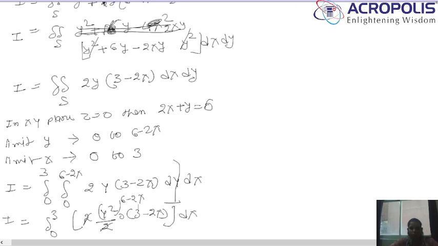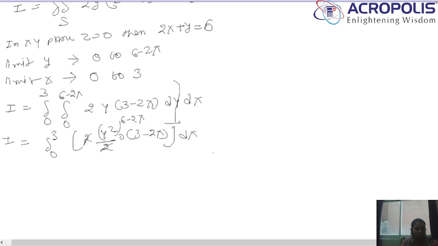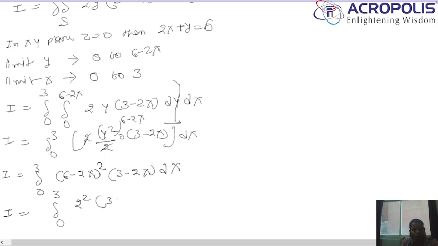What we have? We have I equal to 0 to 3, 6 minus 2x whole square minus 0 square and 3 minus 2x dx. So if we simplify this term, we have 0 to 3, 2 square outside. So this is 3 minus 2x, and here if we take 2 common, this is 3 minus x whole square.